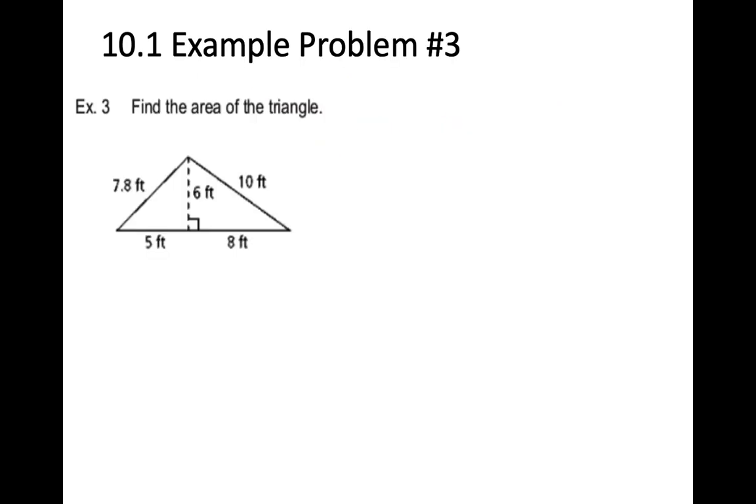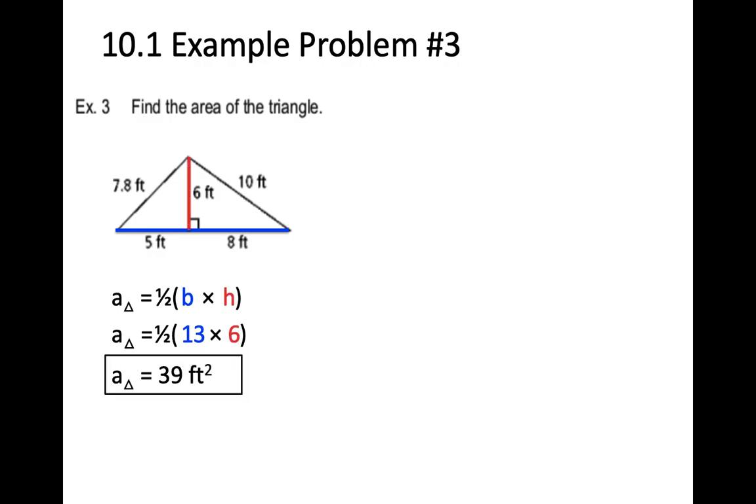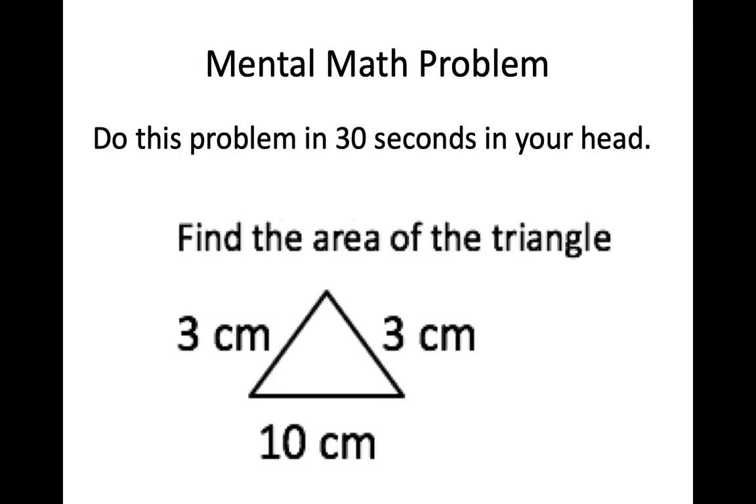Right. So here's an example problem to try: find the area of this triangle. To do so, again, the formula is 1/2 the base times the height. In this case, my base is 5 on the left and 8 on the right. Put those together, and that's 13. My height is 6. Multiply those together, and I get that 1/2 of 13 times 6 is 39 square feet.